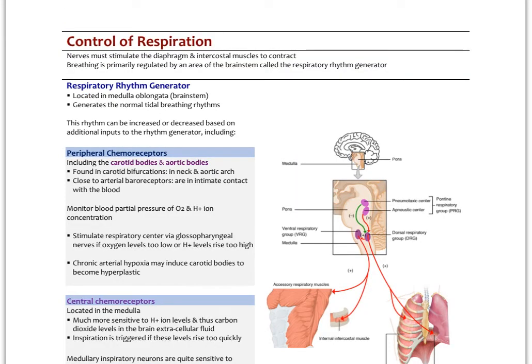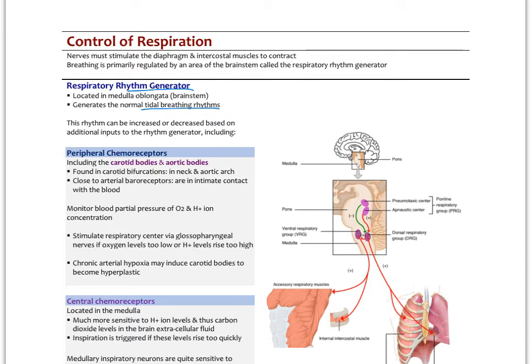So we've already talked a bit about the control of respiration. This, of course, depends on the breathing centers, the dorsal and ventral respiratory group in the medulla, and the pontine respiratory group in the pons, in the brainstem, both of these that are going to really trigger the phrenic nerve and the nerves that go to your accessory muscles for breathing. So this is the respiratory rhythm generator, and it really mediates normal tidal breathing rhythms.